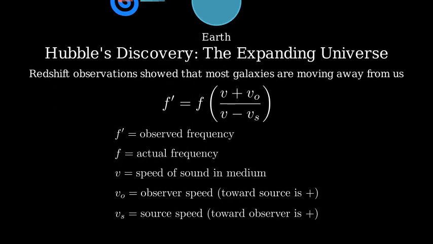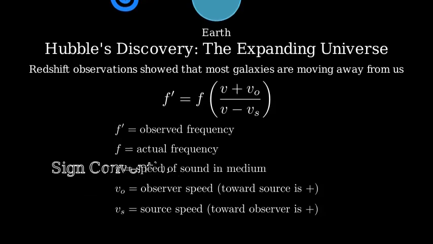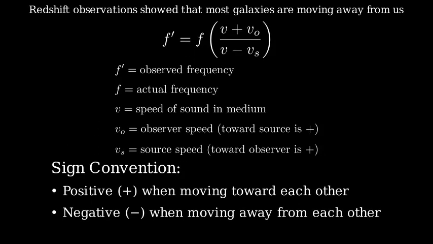F prime is the observed frequency. F is the actual frequency emitted by the source. V is the speed of sound in the medium. V sub O is the observer's speed, positive when moving toward the source. V sub S is the source's speed, positive when moving toward the observer. The signs of V sub O and V sub S are crucial. They're positive when moving toward each other and negative when moving away.